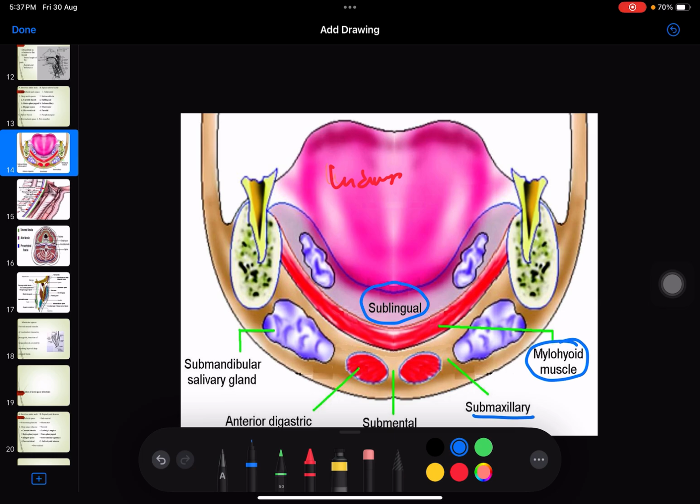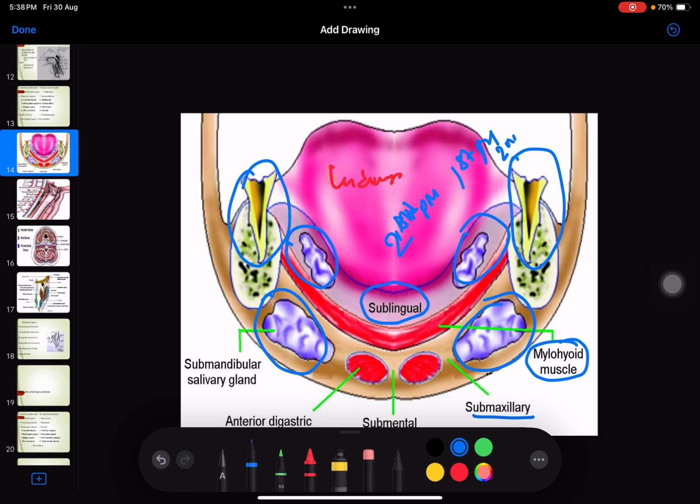Now, in the sublingual space, you have the sublingual gland, and in the submandibular space, also called the submaxillary space, you have the submandibular glands. What you need to understand is that this is your teeth area, so it is in close relation. This mylohyoid muscle is in close relation with the second premolar, first molar, and second molar.